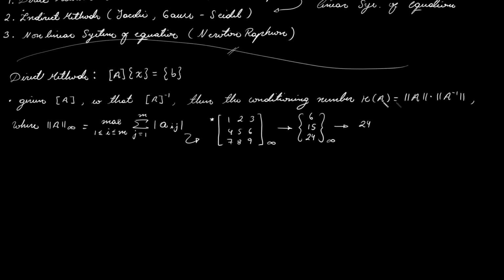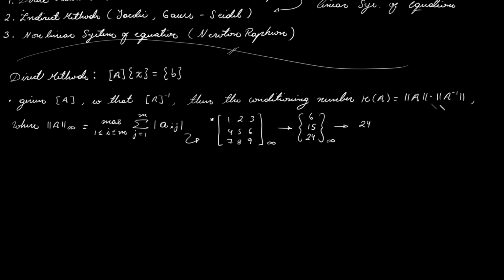So back to the conditioning number. If you have a conditioning number, you know that you're going to need to find the norm of the matrix A, and then you're also going to find the inverse of that matrix A and take its norm. You will multiply the norms. That's what's important here.